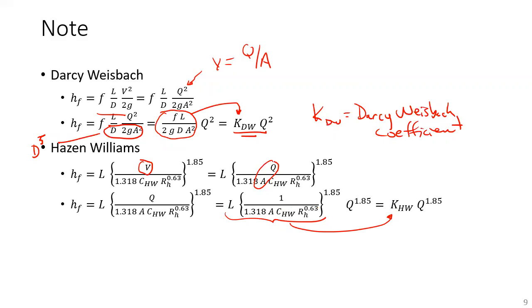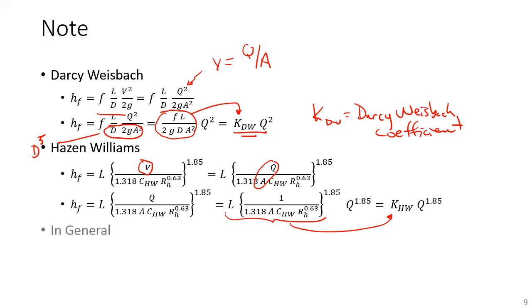So, I've said it a few times today, and I'm going to stress this. Don't expect to get the same answer out of these two equations. If you're doing an analysis, you pick one equation and stay with it. Don't mix and match, ever.